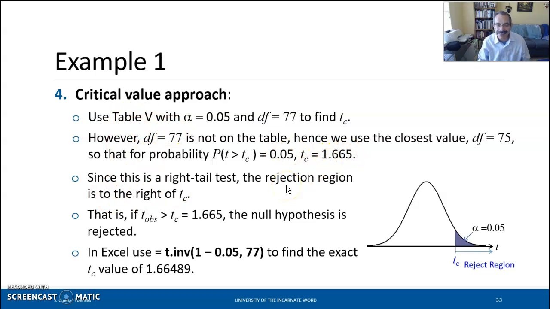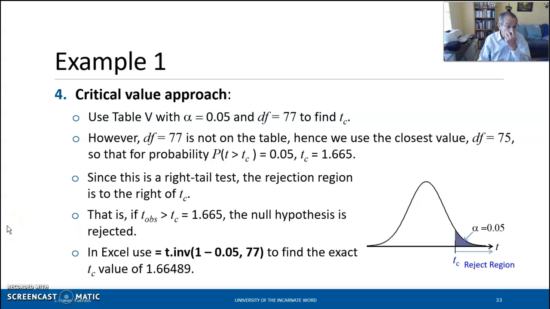Remember, this is a right tail test, so it's the probability to the right of the t-value. That's what Table 5 is giving you. So the critical value is 1.665, and because this is a right tail test, the rejection region is going to be to the right of 1.665.